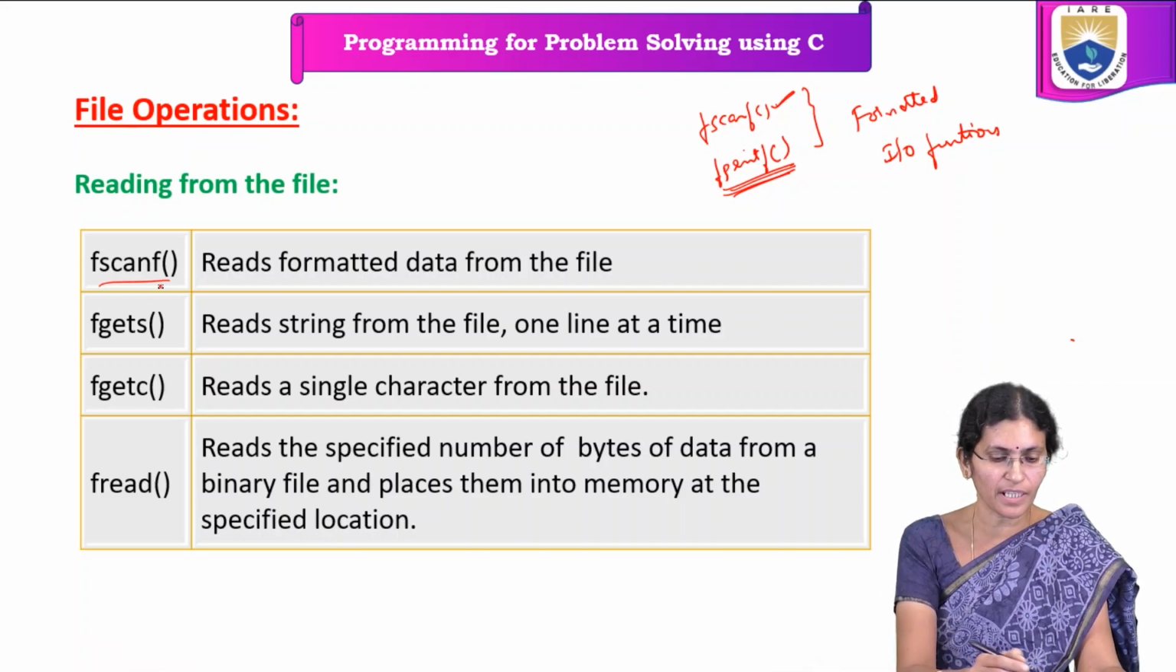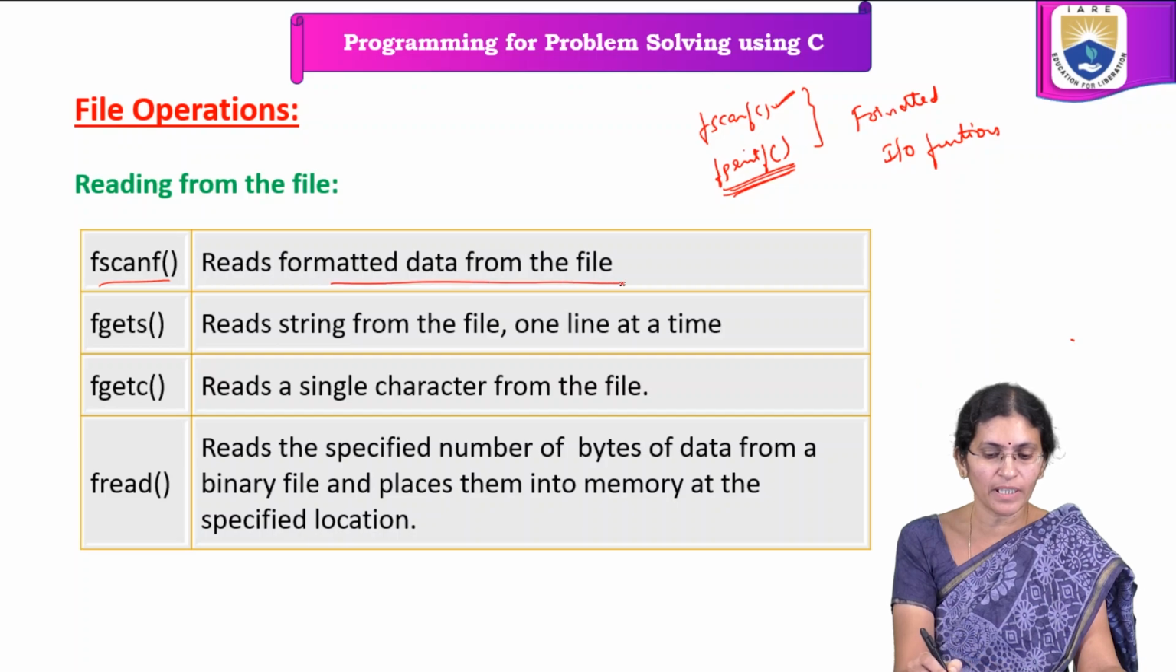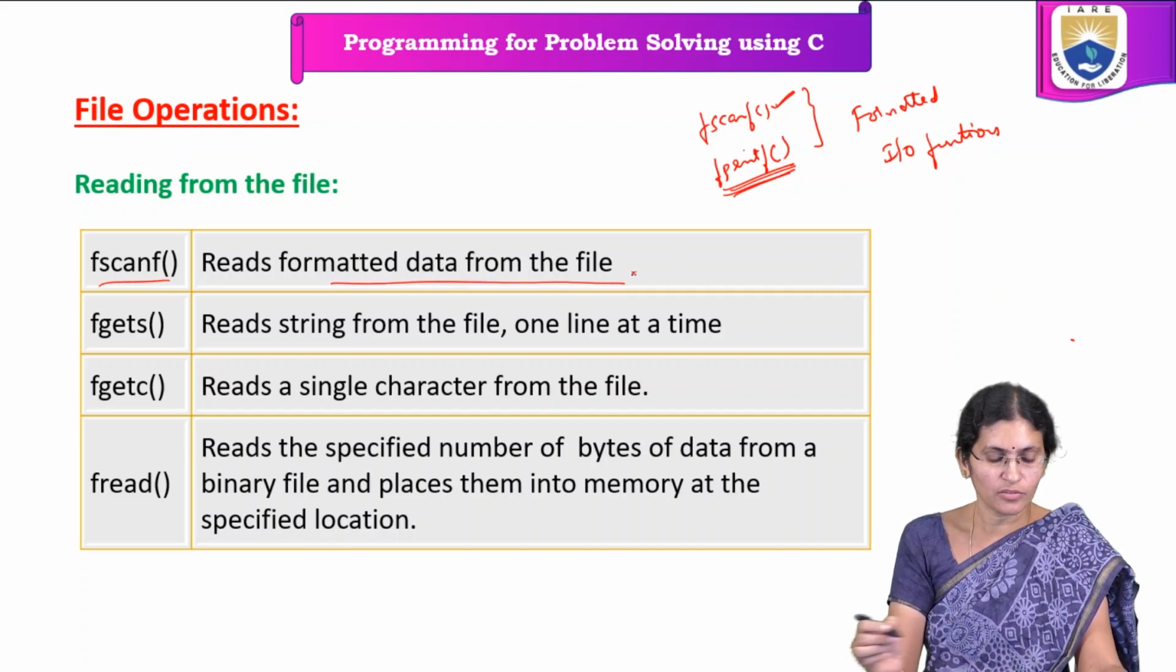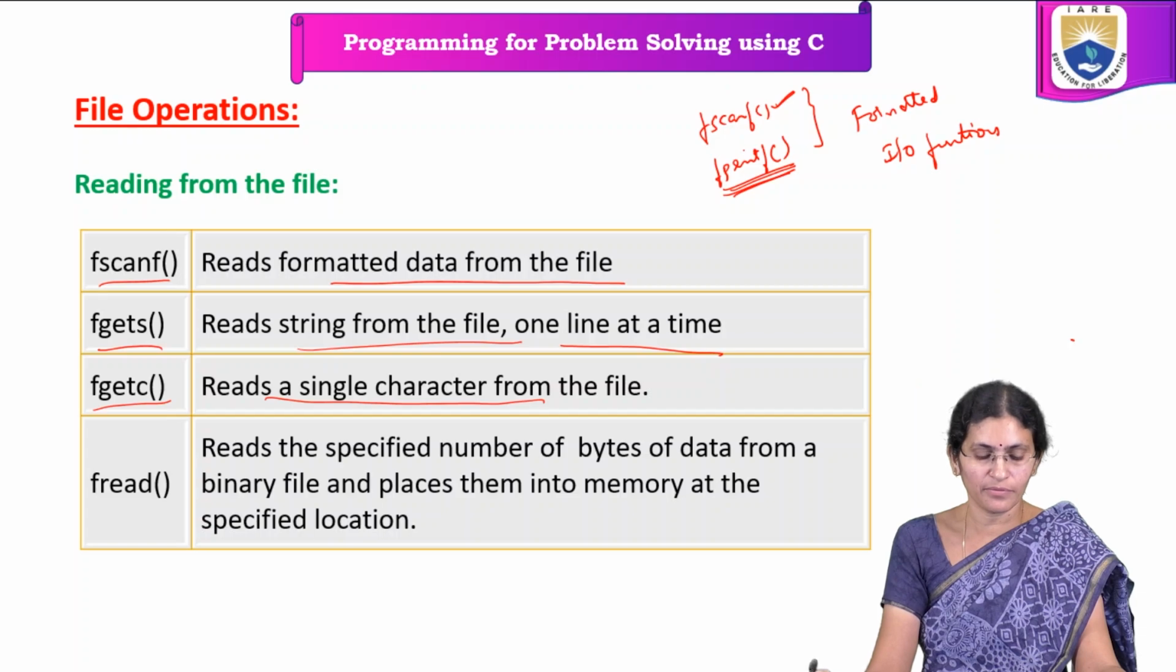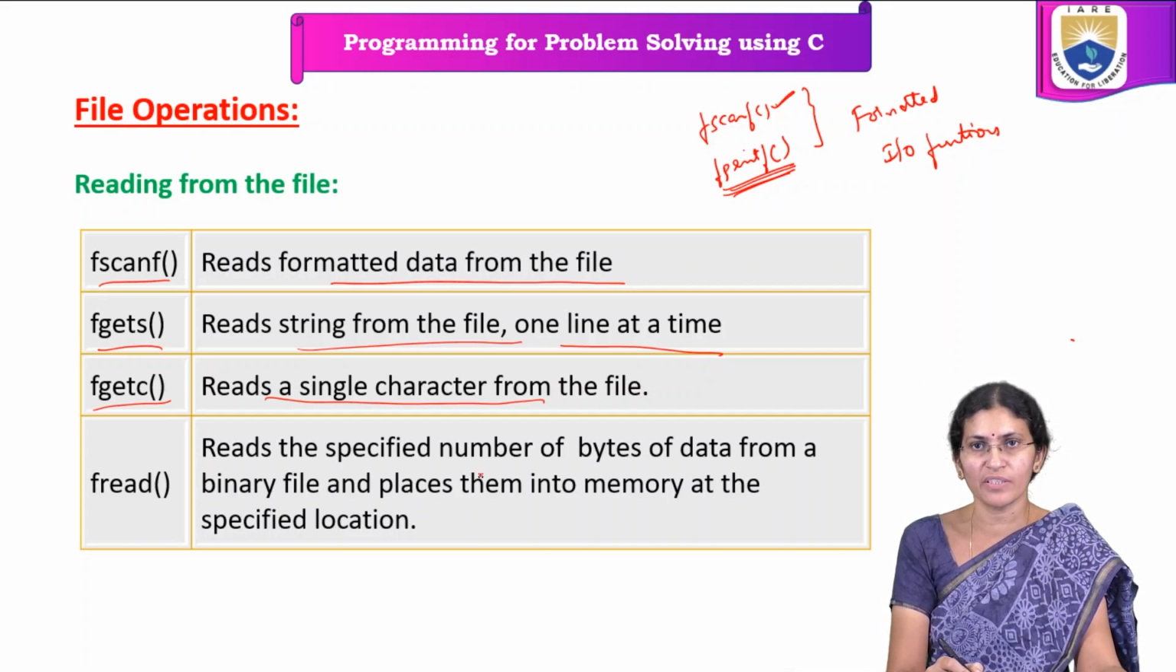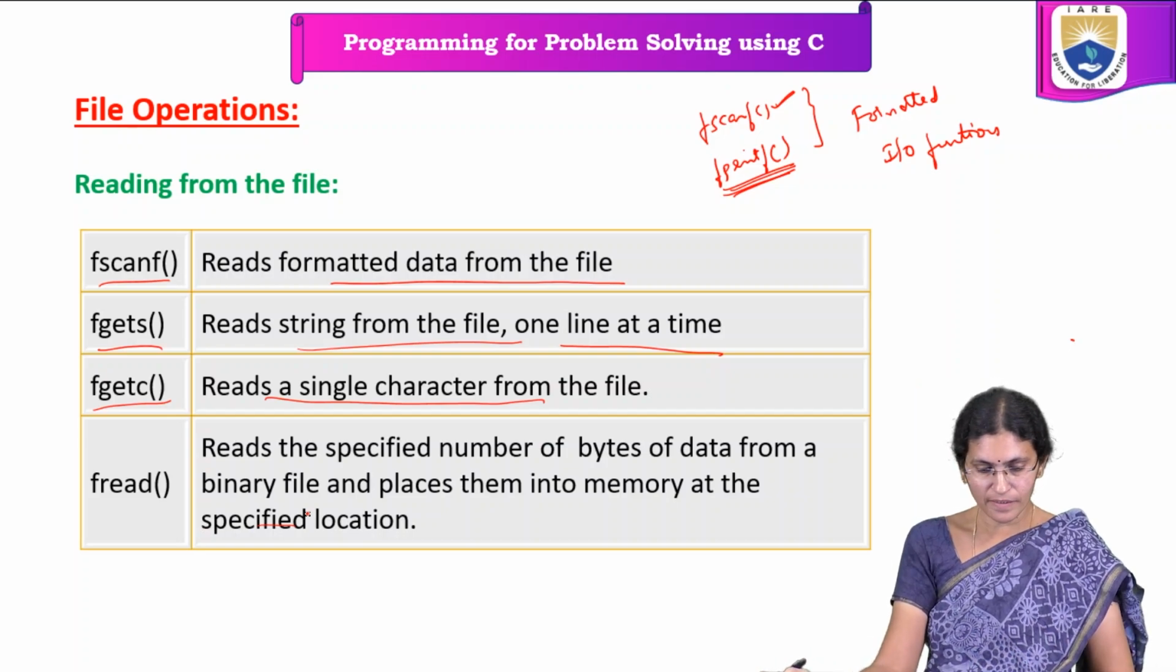First one is the fscanf function. It reads formatted data from the file. Next, one more function we have, fgets. This reads a string from the file, one line at a time. Then fgetc reads a single character from the file. Next one is fread. It reads the specified number of bytes of data from a binary file. Let us see one by one.